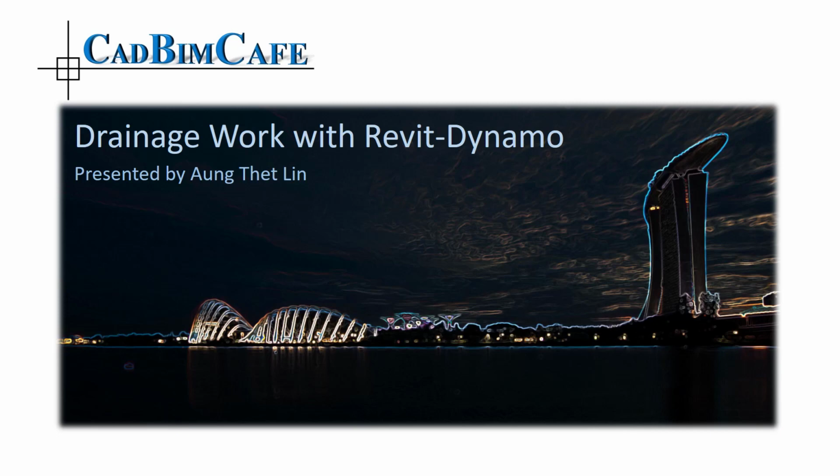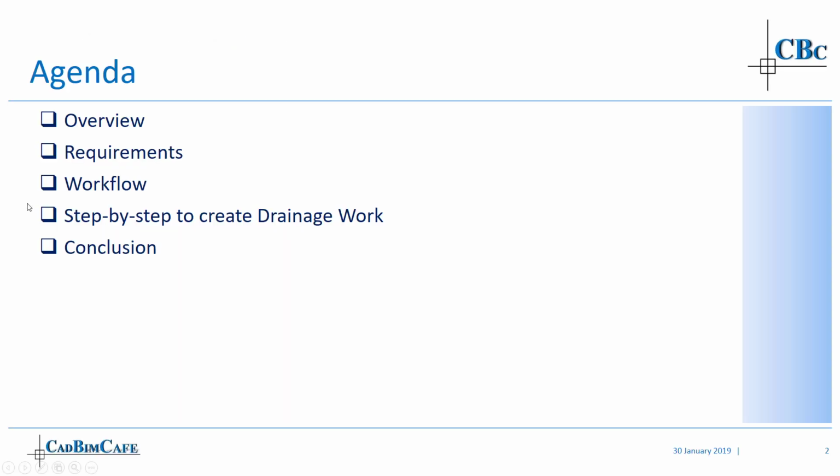So in this section, I try to break it down into 5 parts. The first one will be the overall overview. Then later on, I will explain what kind of requirements we need. Then what kind of workflow we have to follow. Then later on, I will demonstrate how to create the drainage work step by step in Revit, together with Excel as well. And finally, we will conclude this section.